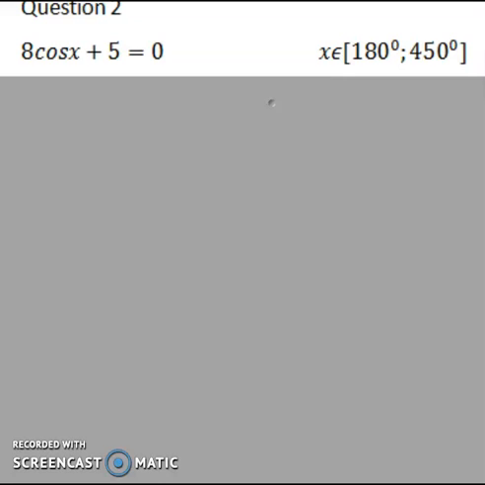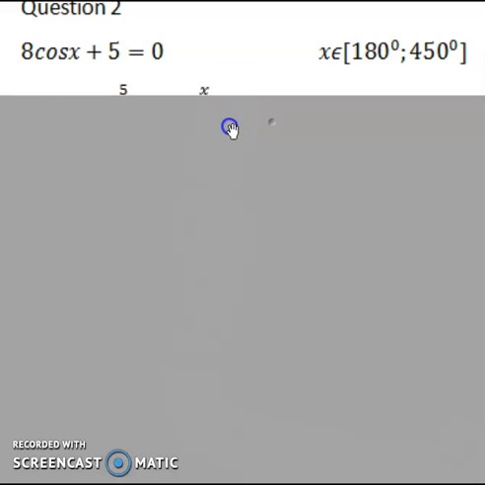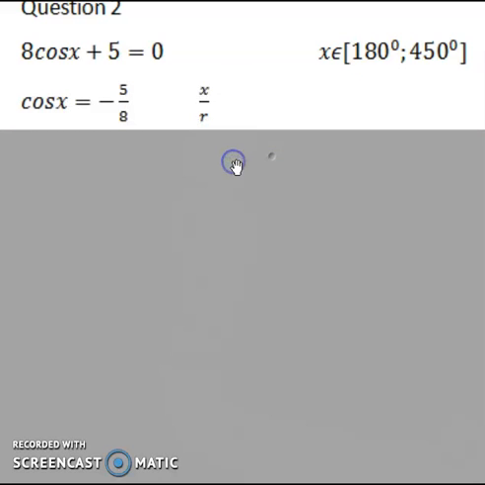X is an element of 180 degrees to 450 degrees. First port of call will be to write cos of x as a ratio. So, when you write it as a ratio, I'm sure you all got to -5/8. Knowing cos, it's an x value over an r value.